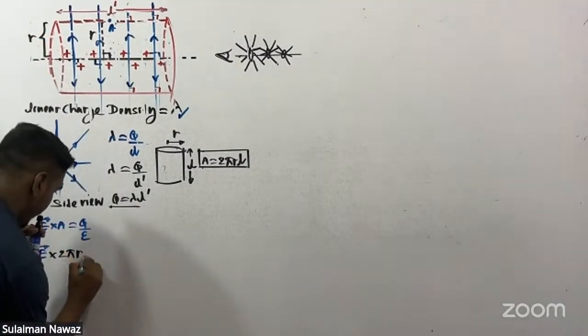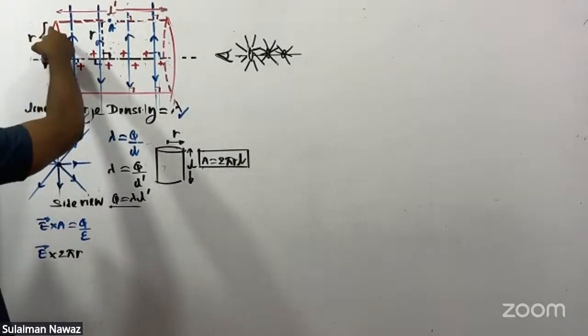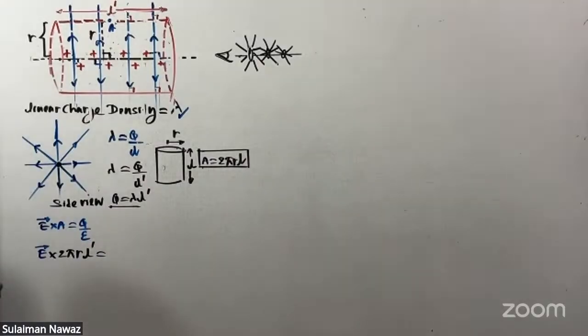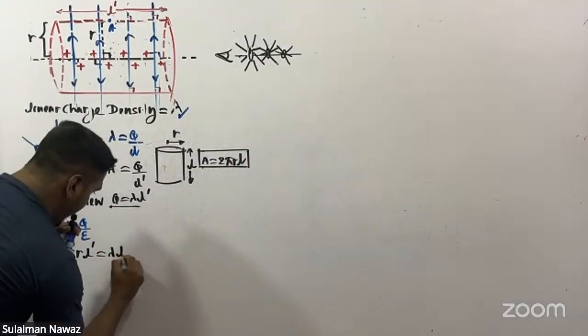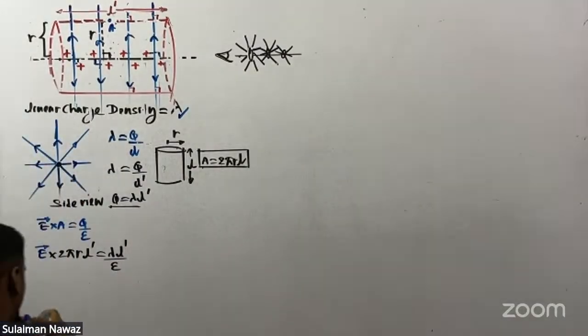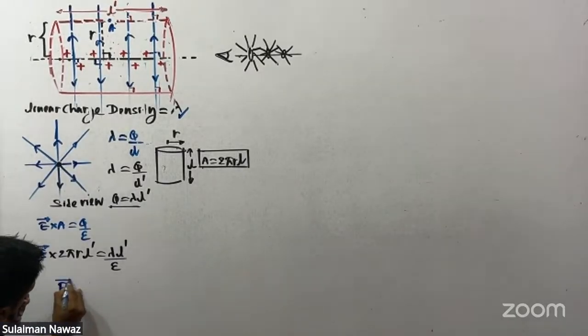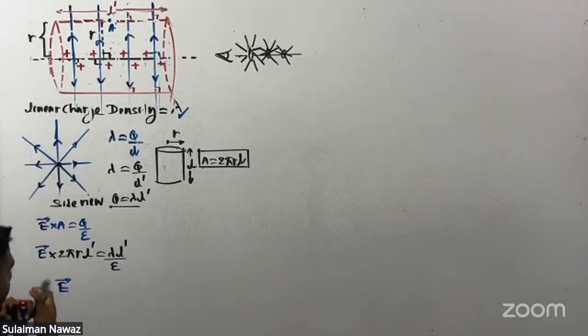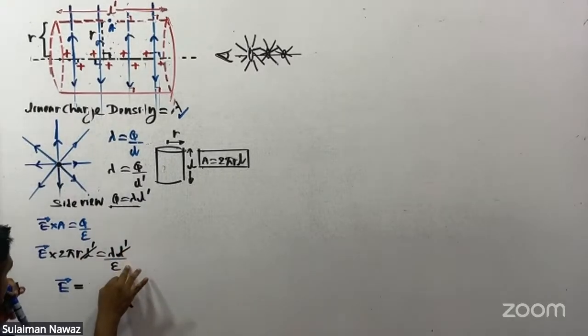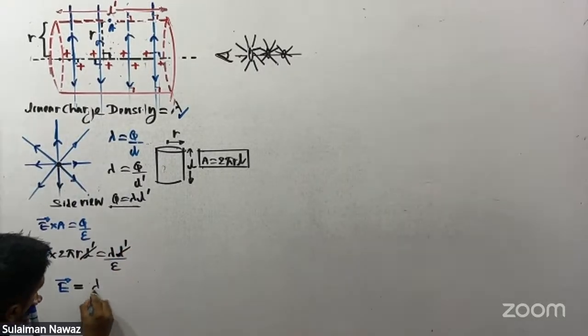Then 2 pi r into the length of the Gaussian cylinder L dash must be equal to the total charge, that is going to be lambda L dash over the permittivity of the medium, epsilon. When it's up to intensity, you can get the answer. Capital E is going to be equal to, finally, L dash cancels out. Then we can write down lambda over 2 pi r epsilon.